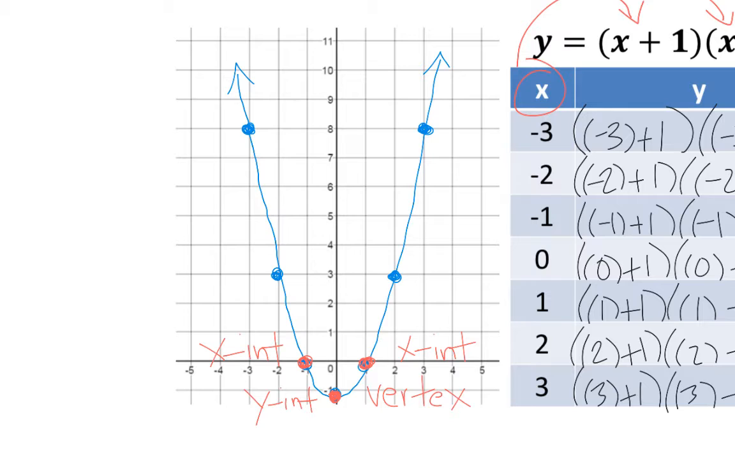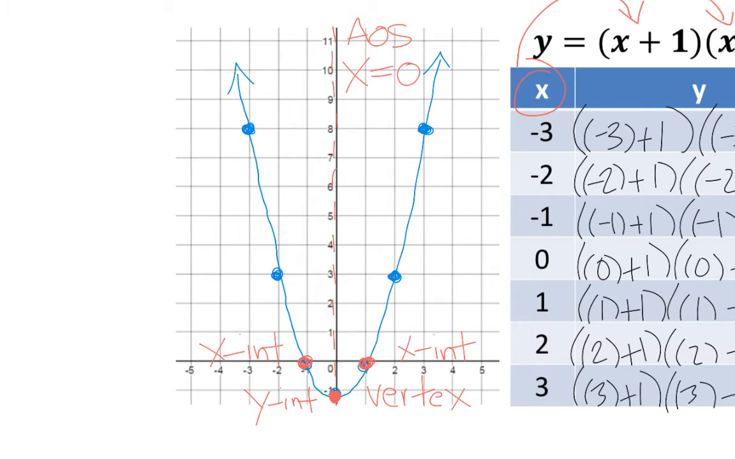Okay? And if you recall, the axis of symmetry goes through the vertex. So I'm going to label this AOS for axis of symmetry. And the equation for this axis of symmetry is x is equal to 0.